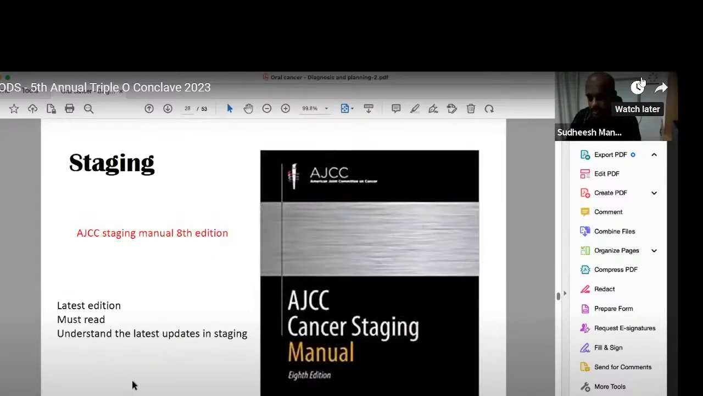If you want to understand the staging, you should read this textbook, the AJCC Cancer Staging Manual. That is how you understand the staging. But for your exam purpose, or if you just want to mug up the staging, you can take it from any website or from our textbooks. But the AJCC Staging Manual you should read to understand the concepts of staging. That is very important. It is not like you just learn T1, T2, T3. No, that is not how you learn staging. You should understand the concepts of staging, and therefore you should read this textbook.